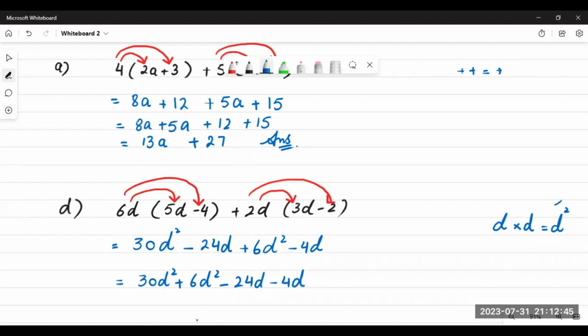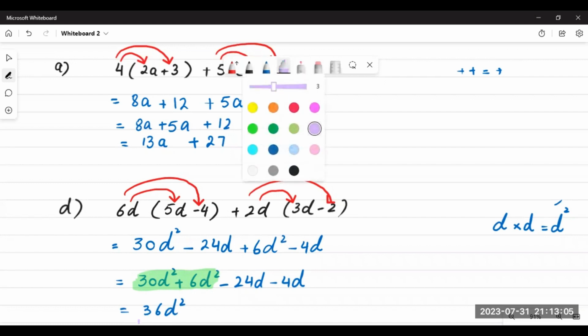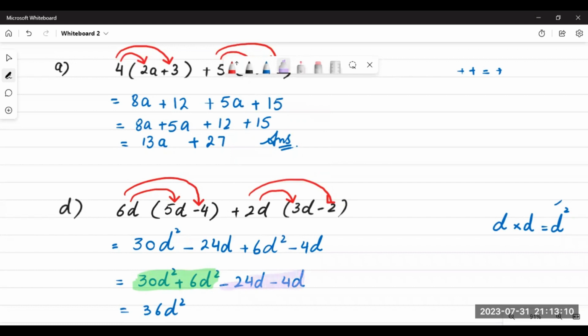As you can see over here, if I just focus on these two numbers, they both are like terms, D square and D square. Same variable is there with the square value. So I have to add the coefficients. When I add the coefficients, 30 plus 6 is 36D square. But what about the next? When I move to the next value, I can see that one is minus 24D and the other is minus 4D.